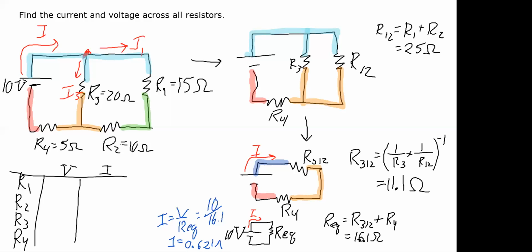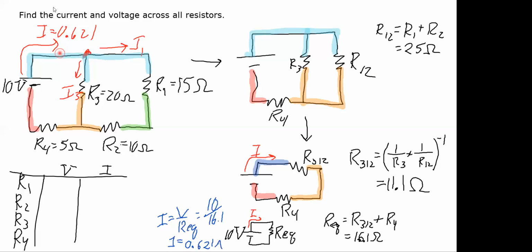Okay, so going back up here to my first picture, I know this current is 0.621 amps, which means I have the current for one of these resistors. Which resistor do I have the current for? Let me be more specific. Going back to my table here, I could put this 0.621 somewhere. Yeah, it's R4.